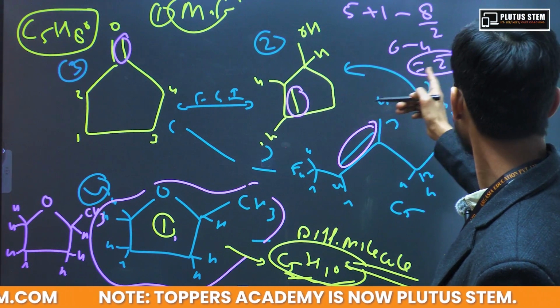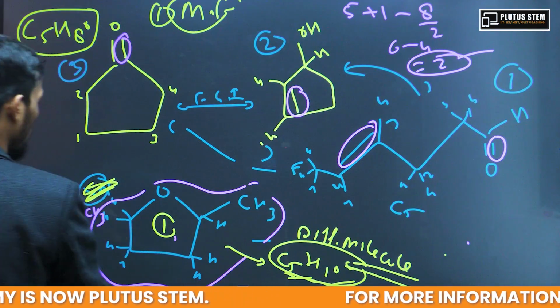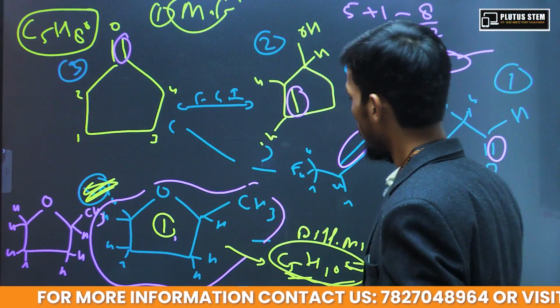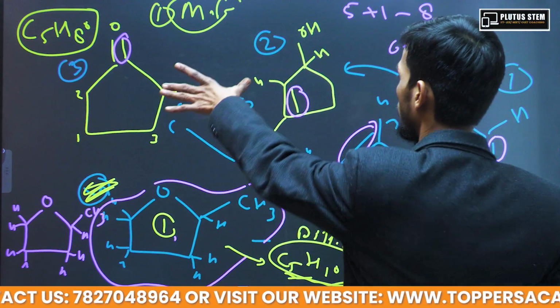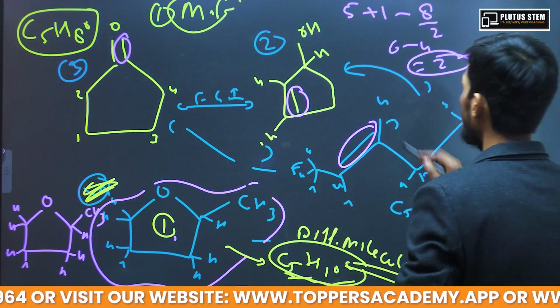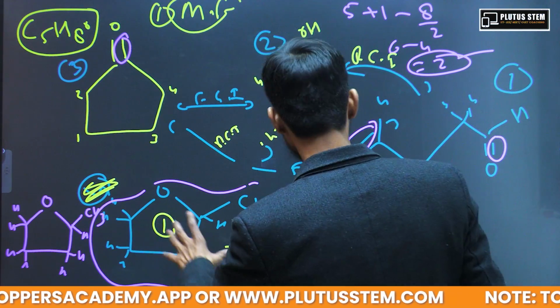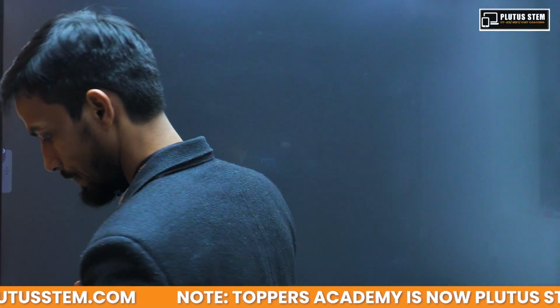So this 1, 2, 3 and this 4 will not be an isomer only. This is a different molecule. These are like functional group isomers of each other. They are functional group isomers, they are chain isomers, ring chain isomers. This one is a ring chain isomer, and this is a different molecule we have seen over here.